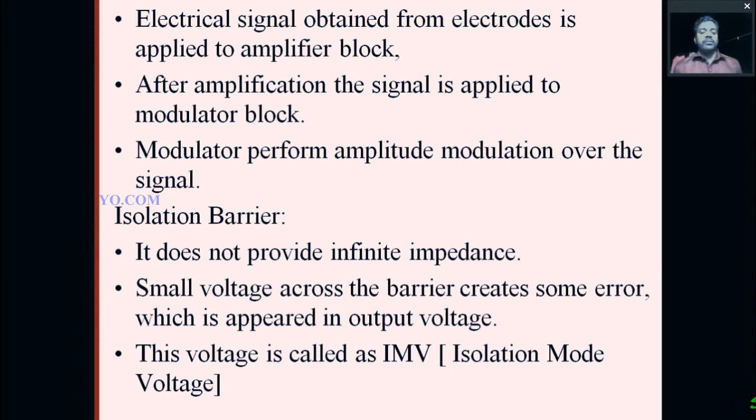A small voltage across the barrier creates some error which appears in the output voltage. That small voltage combined with the output voltage is called IMV, isolation mode voltage. It is a 2 mark question. What is IMV? IMV means the isolation mode voltage, the small amount of voltage present around the isolation barrier.